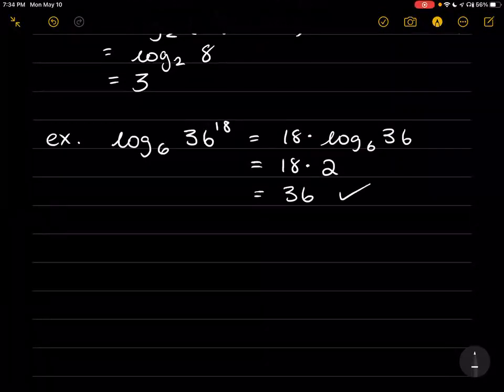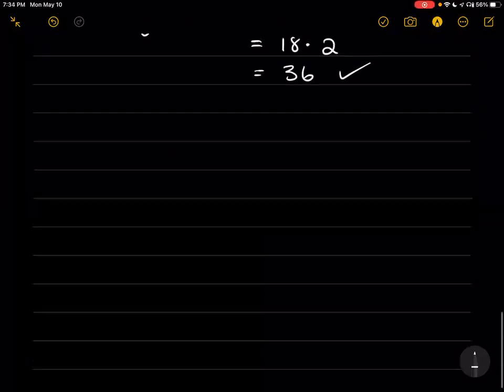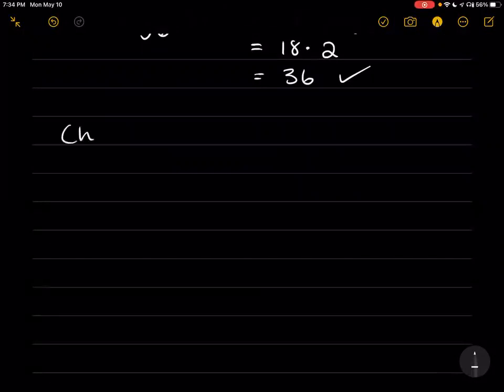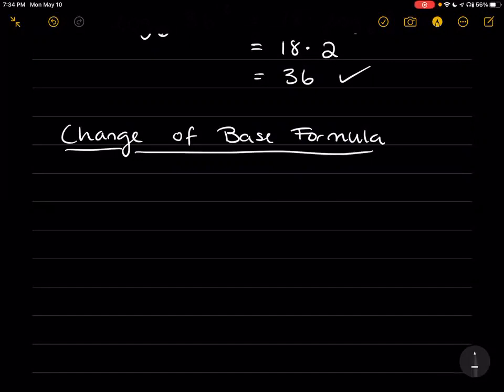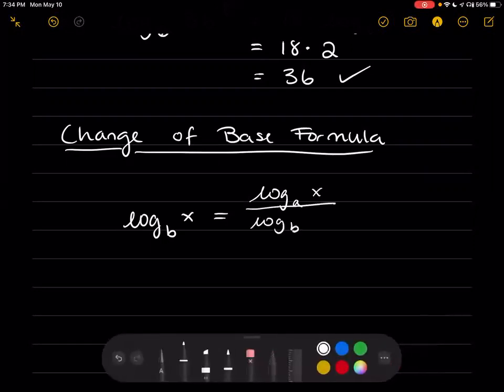Very nice. Okay, so those are some examples of how we can use the laws of logarithms. There's one more useful logarithm fact that is very nice. It's called the change of base formula. The change of base formula is, if you have some log base b of x, we can rewrite that as log base a of x over log base a of b.